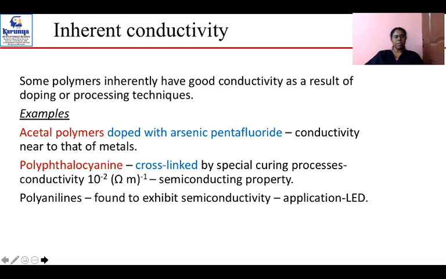Some of the examples here are acetylene polymer. We just dope it with arsenic pentafluoride, so its conductivity reaches almost close to that of metals. Then polyphthalocyanine. There they have made cross-linking by a special curing process, and then they have improved the conductivity of the material so that it has become almost semi-conducting. And polyaniline, PANI. This is really a very good material that it has found application in LEDs, light emitting diodes.